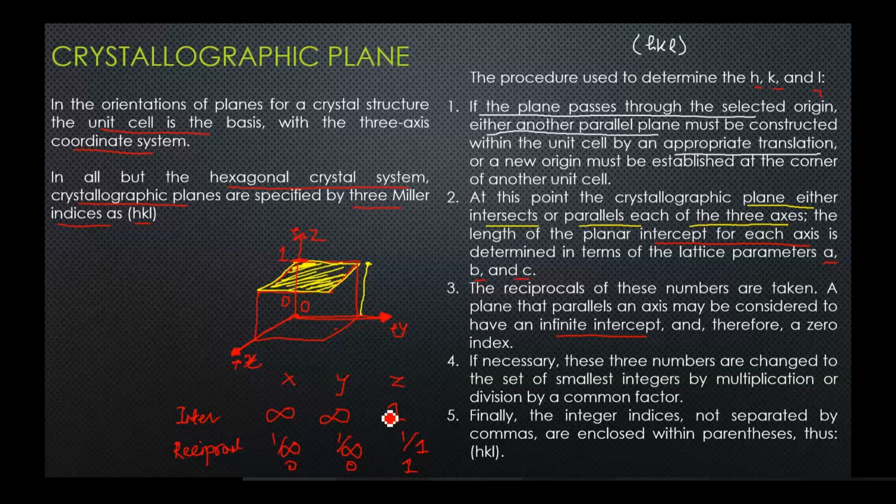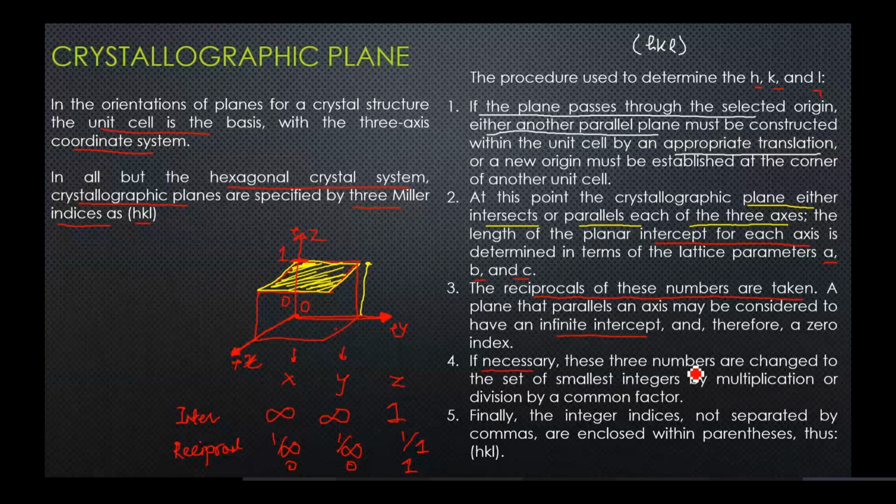Yes, sir. All right. Now, the third point was that the reciprocals of the intercepts are taken. A plane that is parallel to an axis may be considered to have an infinite intercept and therefore a zero index. So since the x and y axes were parallel to the plane, the reciprocal of the intercept is 0. It further says, if necessary. In this case, this is not necessary.